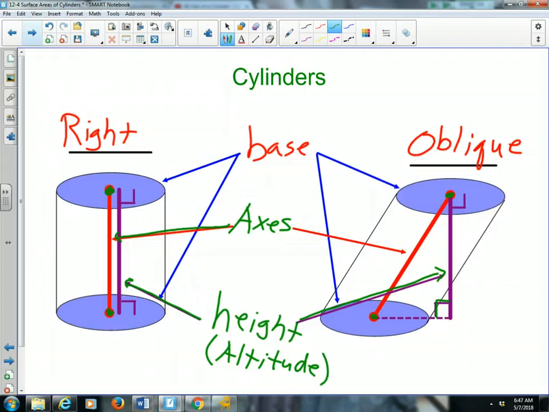Notice in a right cylinder, the axes and the height is the exact same distance. But in an oblique cylinder, the height, the perpendicular distance, is shorter than the axes. The axes is like the hypotenuse of the right triangle here. So be aware of that as we go through this unit.